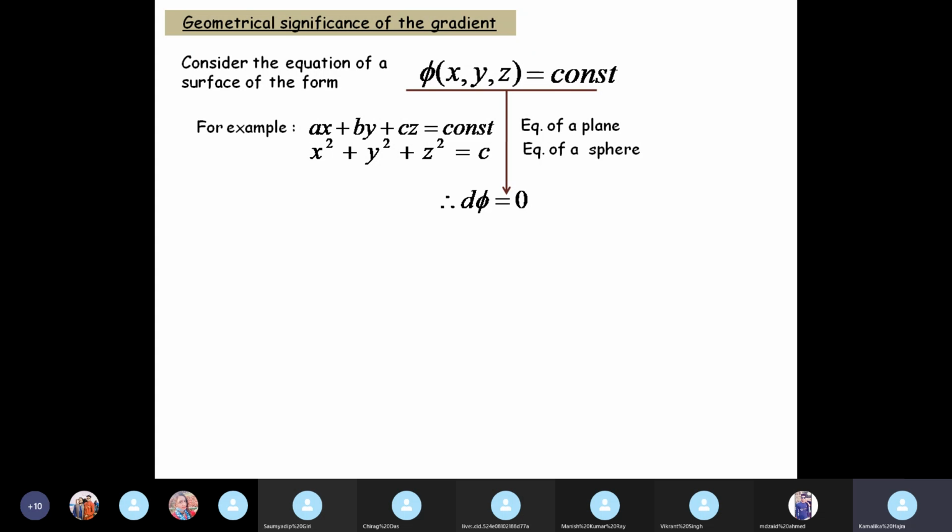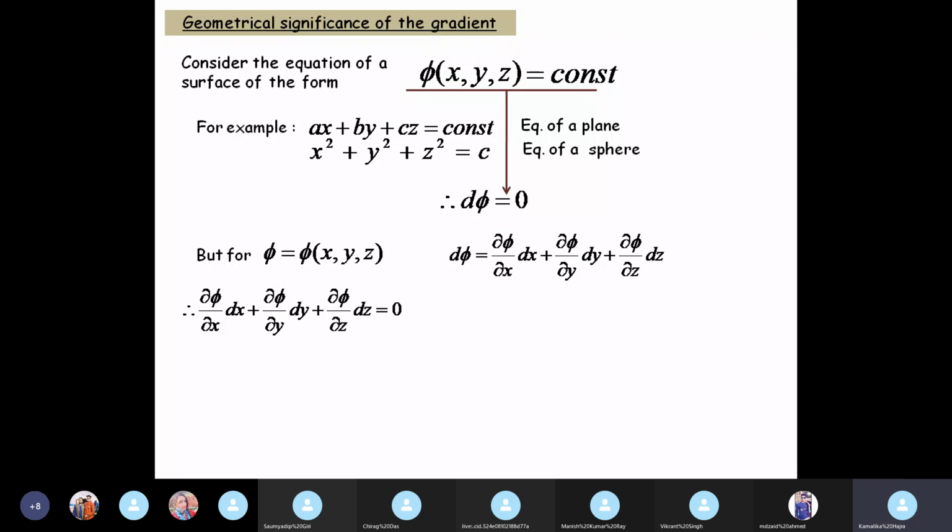All right. So since phi is a constant, therefore d phi is 0. Now if you go back to the slide containing the properties of partial derivatives, we saw that for phi equal to phi(x,y,z), we can write d phi equal to del phi/del x dx plus del phi/del y dy plus del phi/del z dz. So d phi equal to 0 means this right hand side equal to 0.